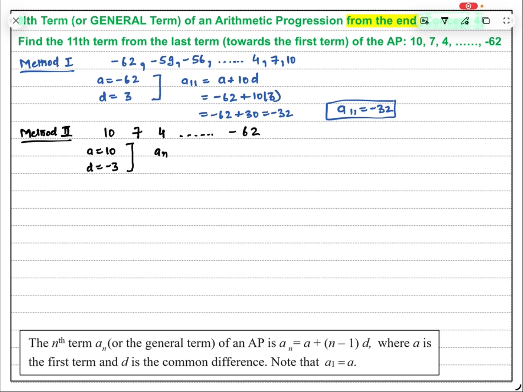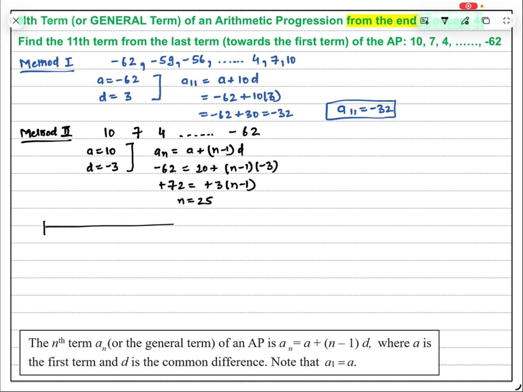So let me say that an is equal to A plus n minus 1 into D. We know the last term is minus 62. We know the first term is 10. We don't know how many terms there are, so n remains a variable. And the common difference in this case is minus 3. So this becomes minus 72 is equal to minus 3 into n minus 1. Minus and minus cancel out and become plus, and then n equals 25. So we are talking about a series which has 25 terms.